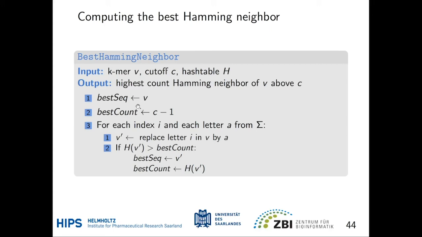So we store these values in 2 variables, the best sequence and the best count, and initialize them with v and cutoff -1. So if we don't find such a best Hamming neighbor, we're just going to return v, and as a signal that we didn't find it, we will return this value below the cutoff. Then for each index i in the k-mer and each letter A from the alphabet sigma in which we are working, we construct a Hamming neighbor v prime by replacing the letter i in v by A. And then if the hash value for v prime is larger than best count, then we update the best sequence and best count. And that in the end will produce us the best Hamming neighbor.